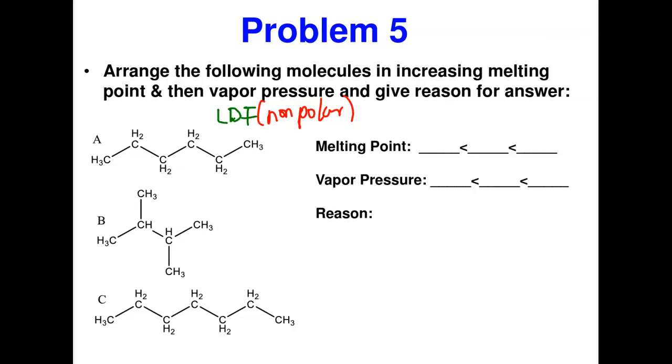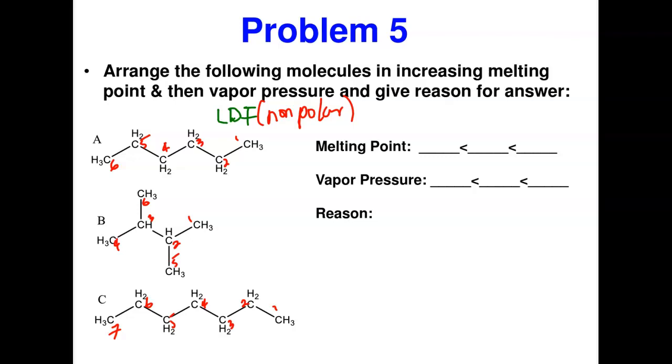I want to count the number of carbons to know their sizes. So I'm going to start counting from here. This is 1, 2, 3, 4, 5, and 6. I count this one: 1, 2, 3, 4, 5, and 6. Six carbons. I count this one: 1, 2, 3, 4, 5, 6, 7. Oh, this is 7. Now, if this is 7, that means this is going to be higher.